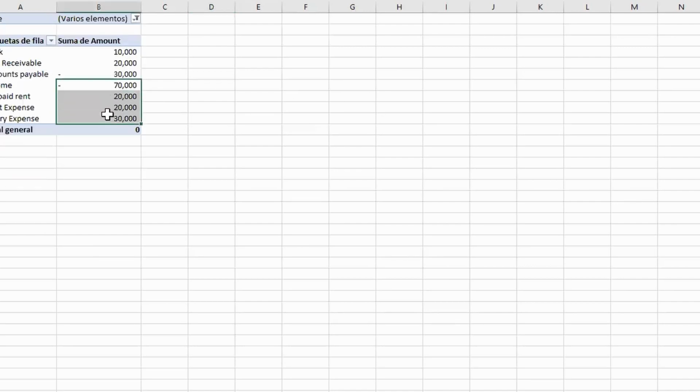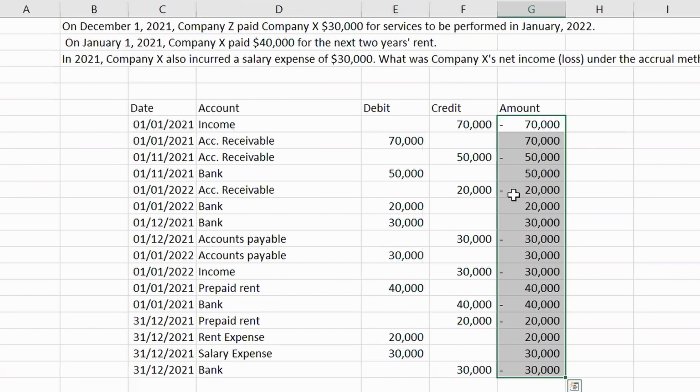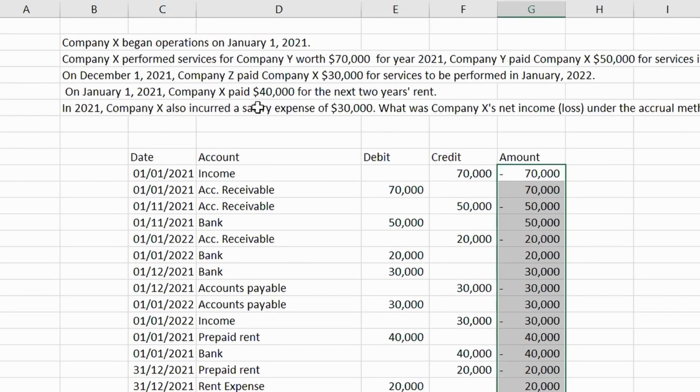And in here, if we adopt these income statement elements, we end up with what's the amount of, oh, wait, salary expense. Something's wrong in here, guys. I didn't get to the answer. What happened in here? Company X also including a salary of 30,000. Yes, 70,000. Company X performs services to be performed in January 2022. Those 30,000.